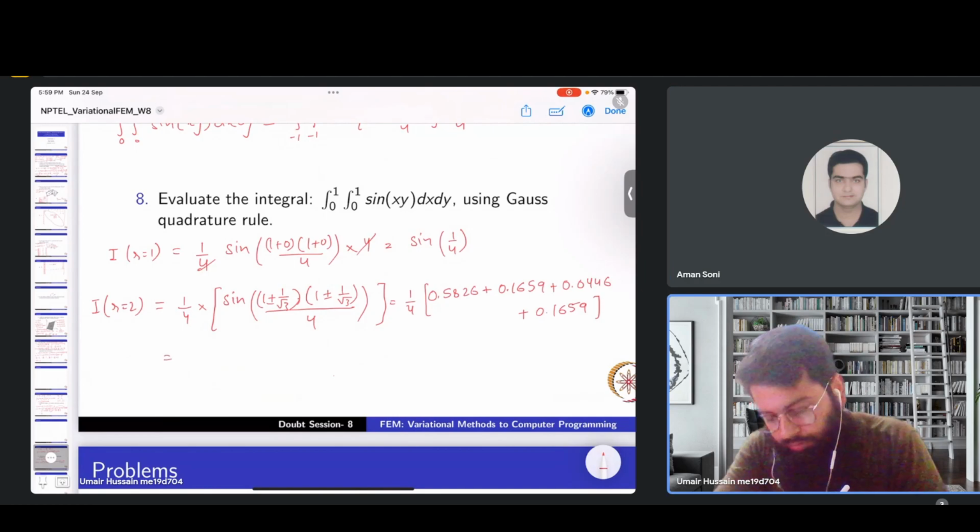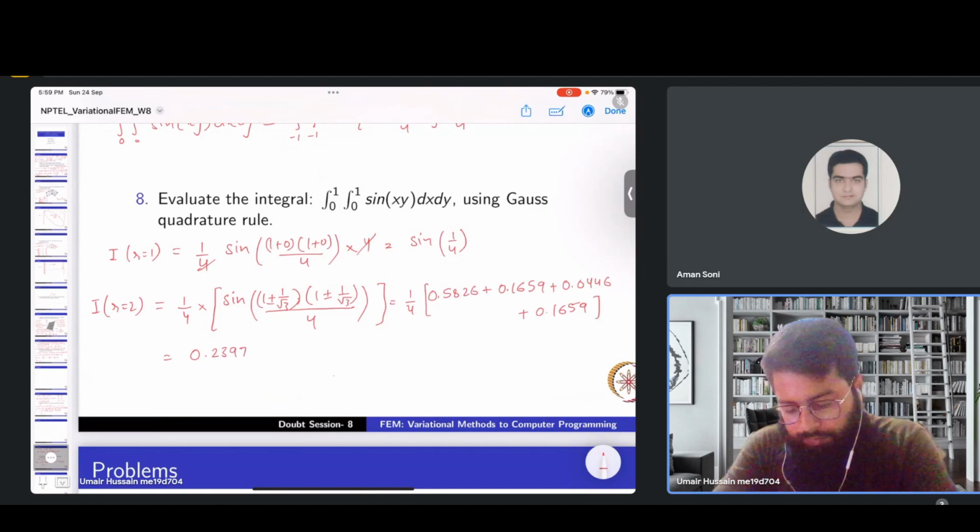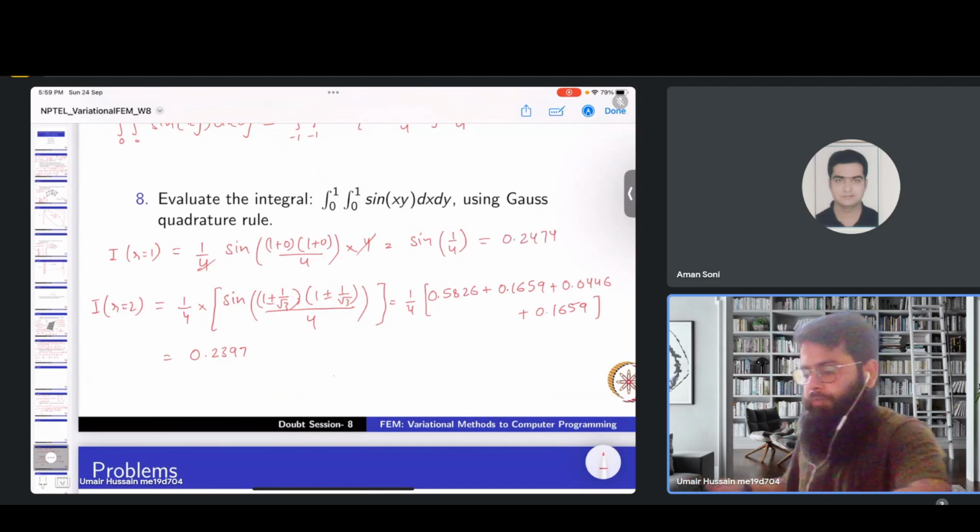So this is the 3 lines. Then sine of 1 by 4 is 0.247. Okay, so the two results are approximately close. So that means the results make sense.